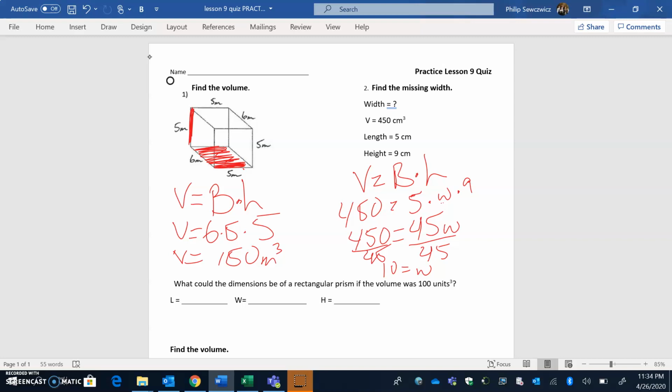All right. I need to know what dimensions could be to get us to 100 units cubed. So the big thing here is the area of the base times the height needs to equal 100. So in other words, the length times the width times the height needs to equal 100. So I mean, just kind of grab some numbers here. I could go with a 2. I could do 10. 2 times 10 is 20. What do you multiply 20 by to get to 100? 5. So I could do that.